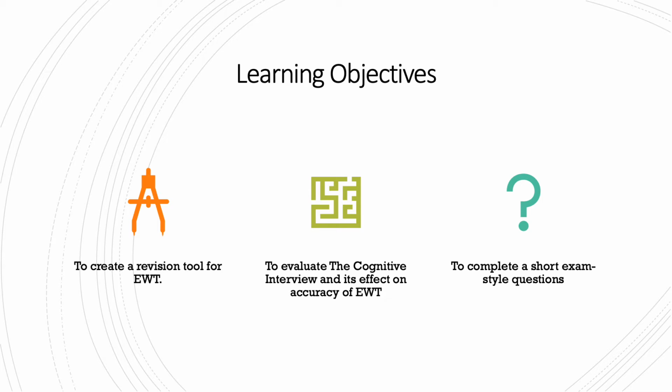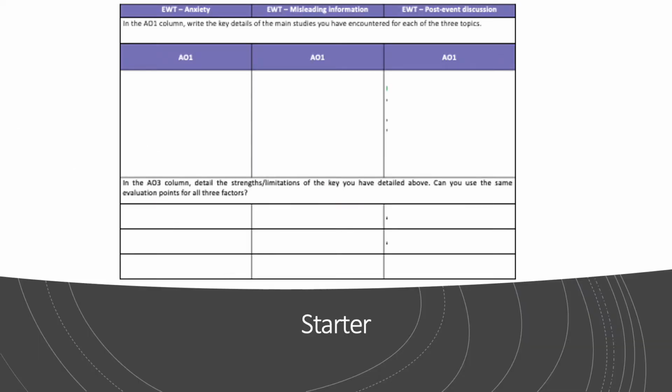Then we're going to be evaluating the cognitive interview. So I'm just going to talk you through the evaluation and make sure we really understand it. And all you're required to do for that is just to take notes as I speak. And then finally, we're going to complete a short exam style question. It's just a 4 marker, so nothing too scary. So this is what I want you to complete.